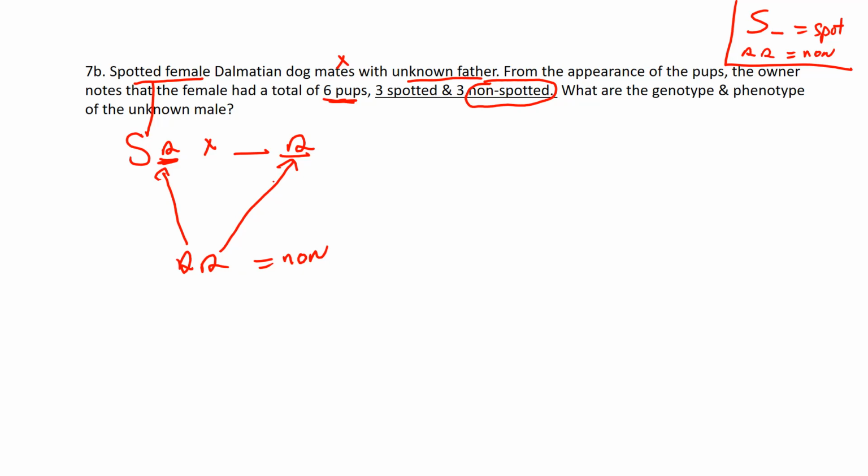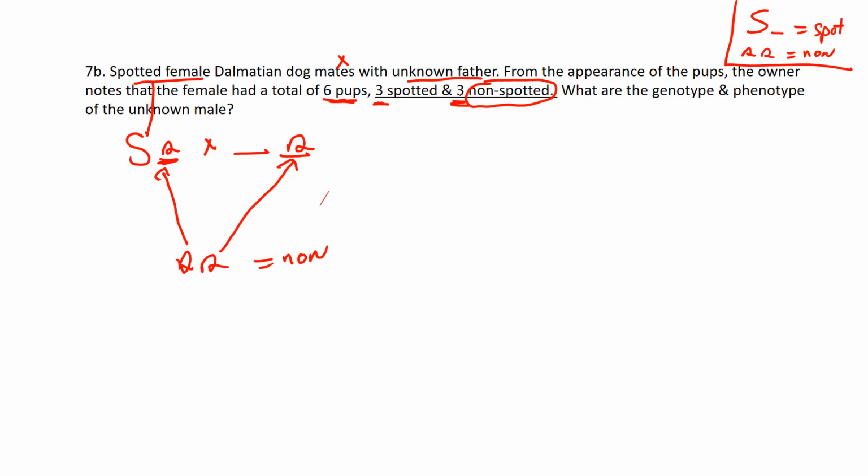But we can see that we still have one unknown allele for that particular parent. So now, and only now, we go look at ratios. 3-to-3 ratio. Now, we remember patterns. This is why we said patterns are so important. If you had a 3-to-1 ratio, you would expect both parents to be heterozygous. But we don't have that here. We have a 50-50 ratio, right? Half of them are spotted, half of them are non-spotted.